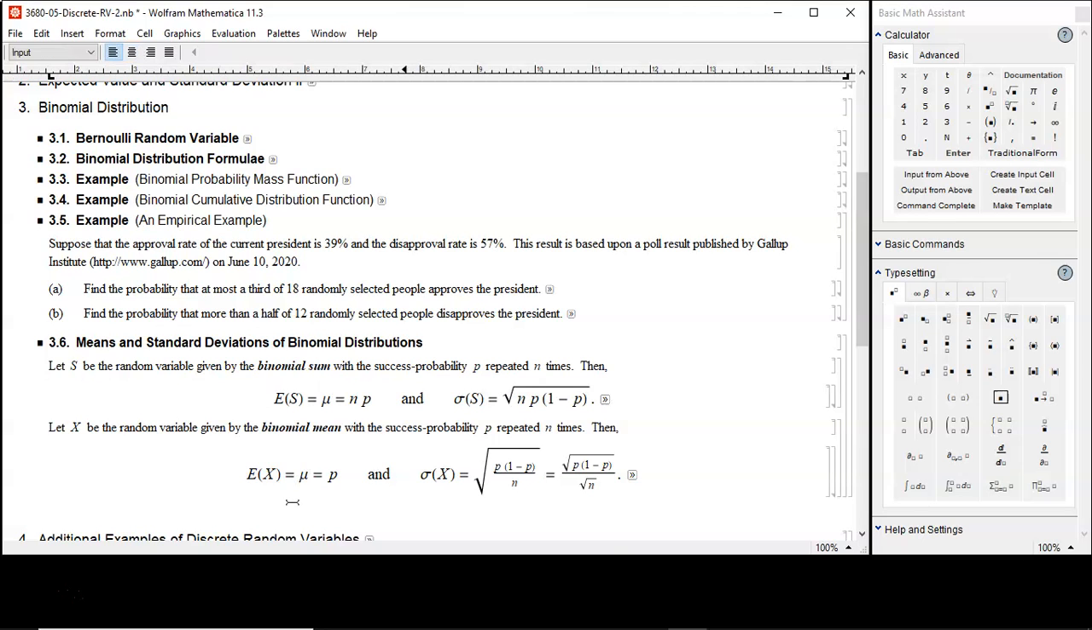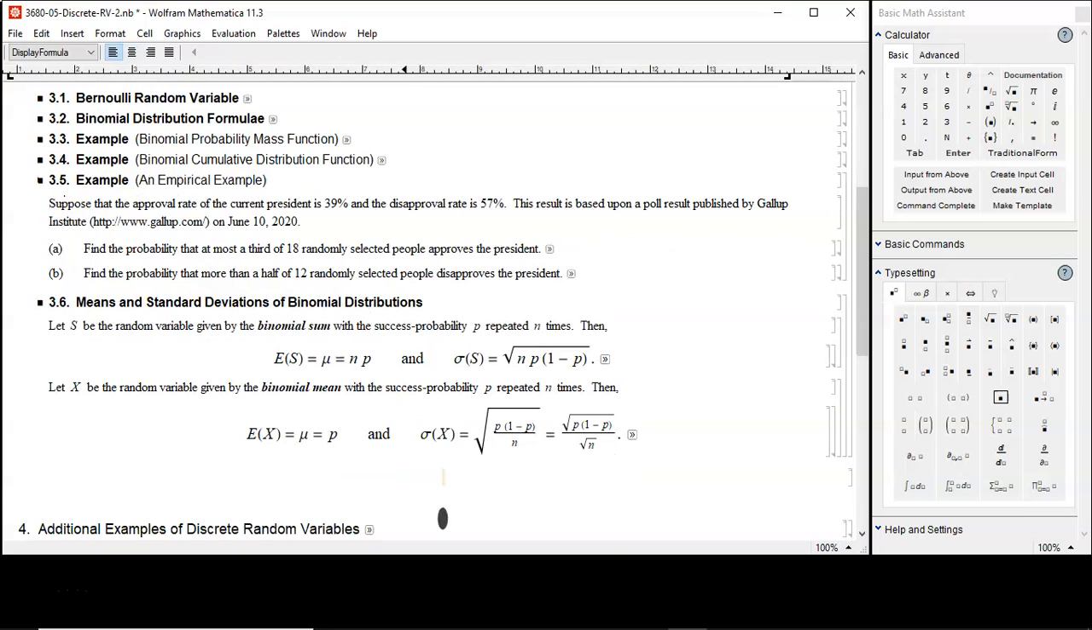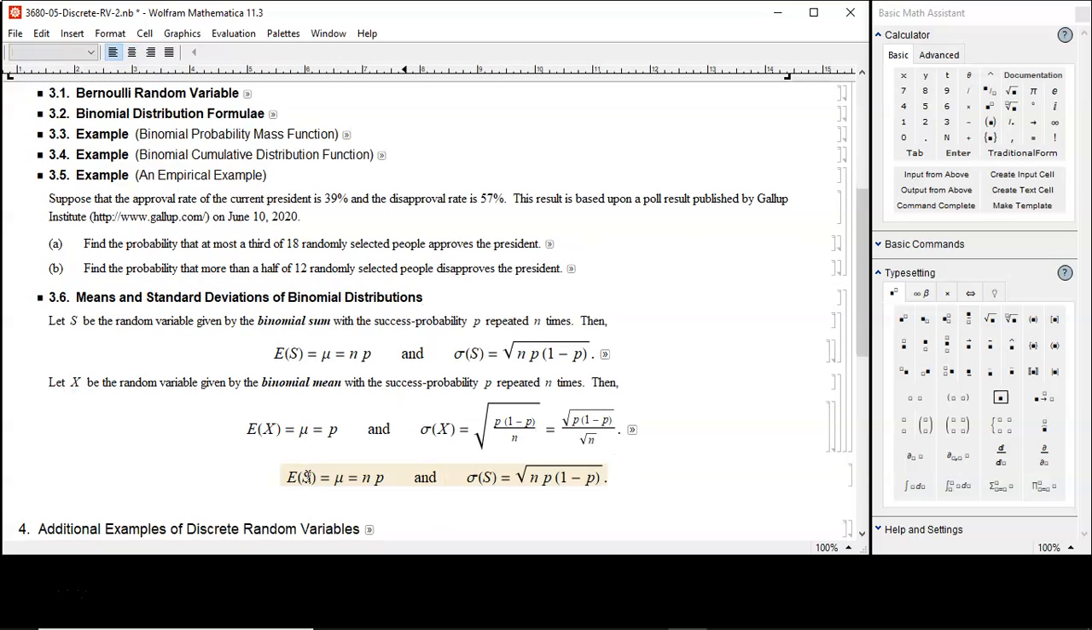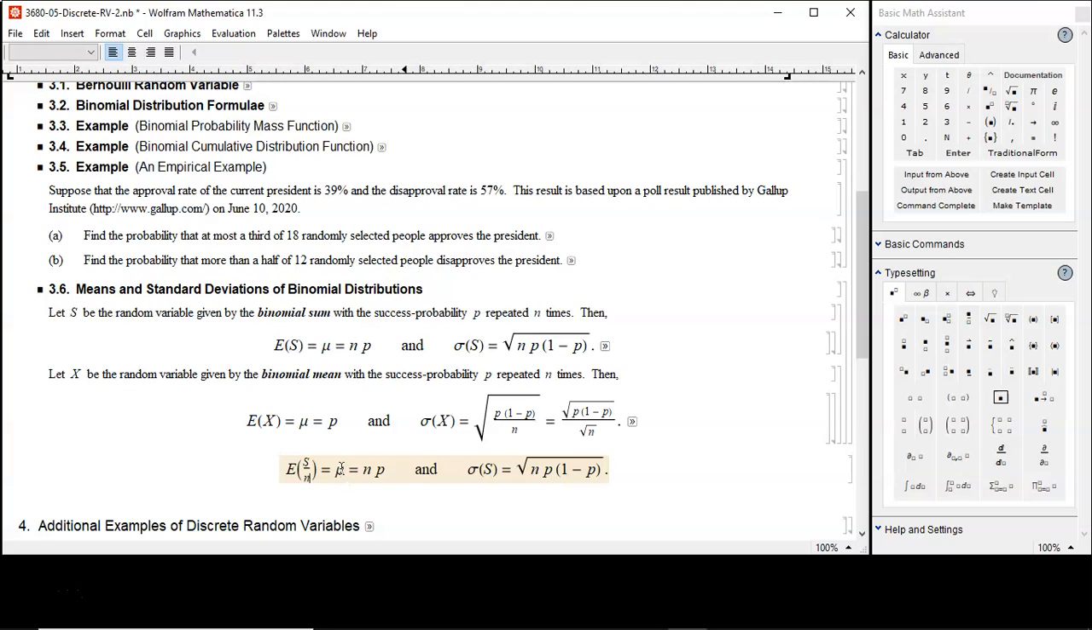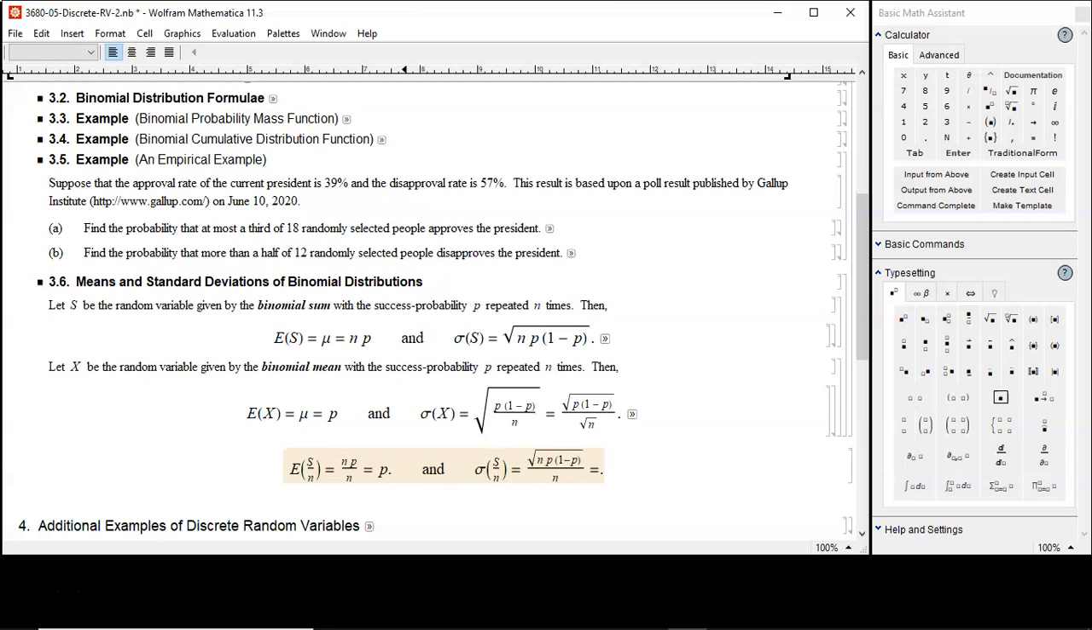For binomial mean, from here, we divide by n. So mu is p. Same here, we divide by n. And therefore, this is square root of p(1 minus p) over n.